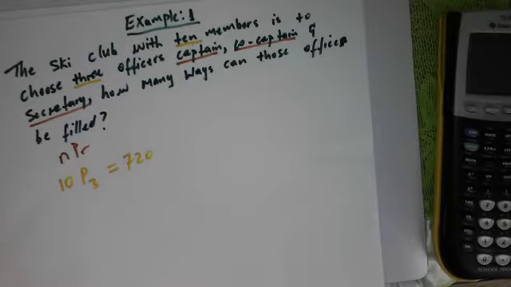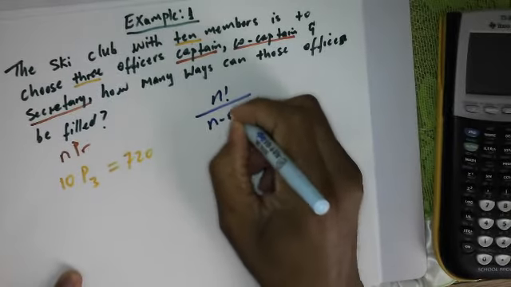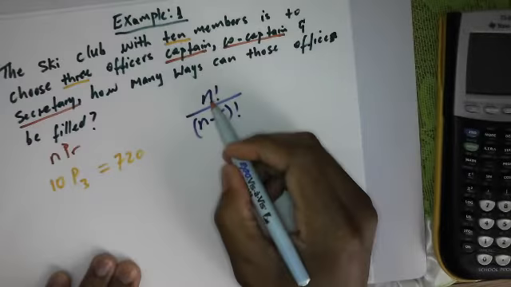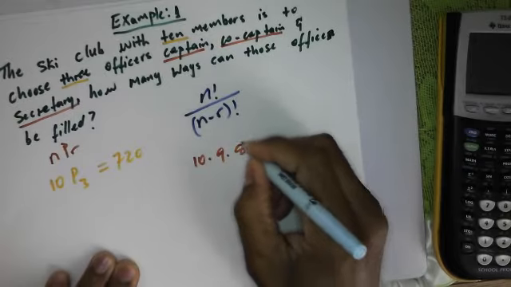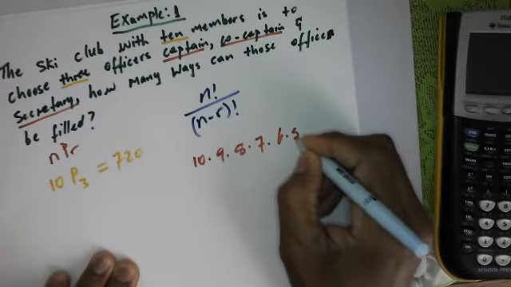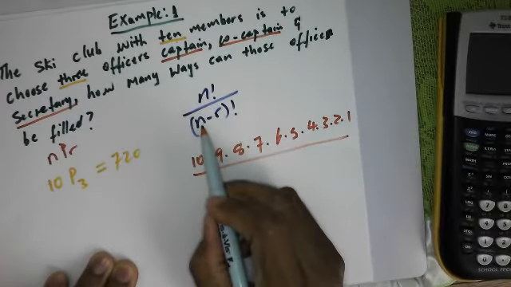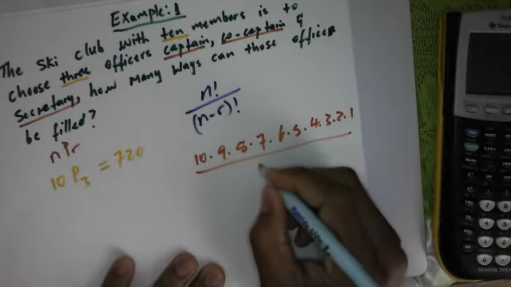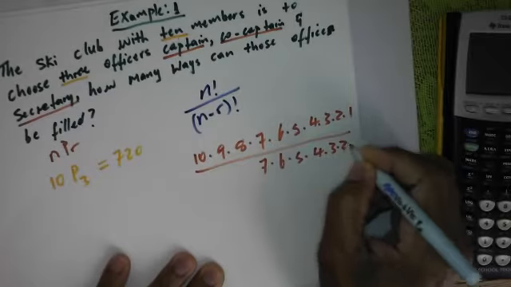Now we also made mention of factorials. In the event that you don't have a calculator, you could use this formula here. So we know that it is n factorial divided by n minus r factorial. So our n is 10, so we are counting from 10 backwards to 1. So it would be 10 times 9 times 8 times 7 times 6 times 5 times 4 times 3 times 2 times 1 divided by n minus r. So it would be 10 minus 3, which is 7. So that would be 7 factorial, which is 7 times 6 times 5 times 4 times 3 times 2 times 1.